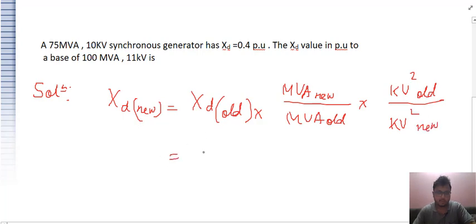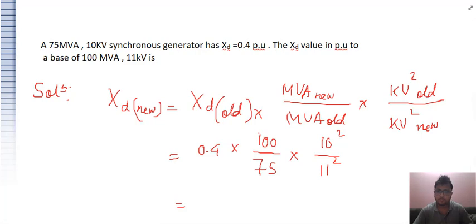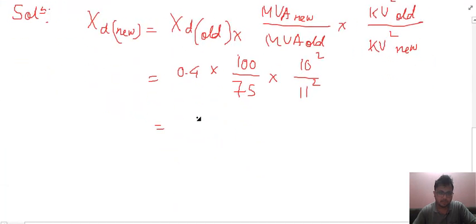This XD old is given as 0.4 into MVA new. How much is MVA new? New means on what base you have to calculate? On a base of 100. So 100 divided by MVA old. MVA old is 75. kV old is how much? 10 kV. 10 square divided by new. New is how much? 11 square. So if you simplify, you will get the result as 0.44 per unit.